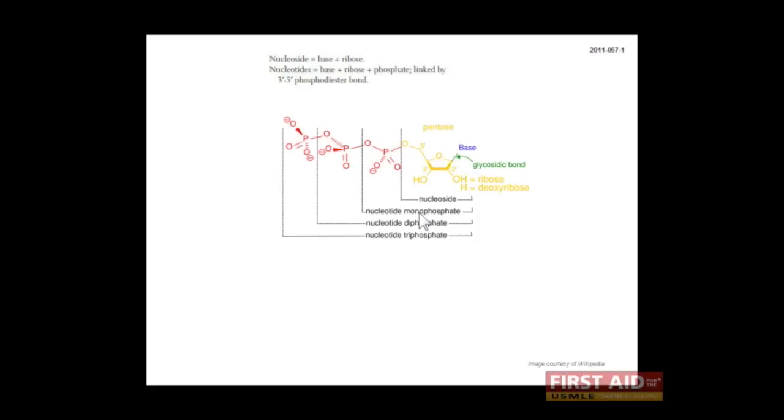Now let's talk about some nomenclature that you should be familiar with. A nucleoside is a base, either A, G, C, U, or T, connected to a ribose sugar, as is the case with RNA, or a deoxyribose sugar, as is the case with DNA. Any addition of phosphate groups turns the nucleoside into a nucleotide. So with the addition of one phosphate group, we call it a nucleotide monophosphate, with two, a nucleotide diphosphate, and with three, a nucleotide triphosphate.